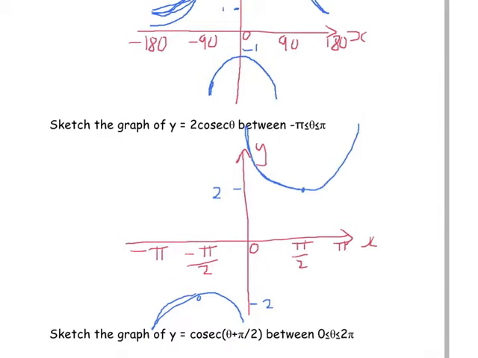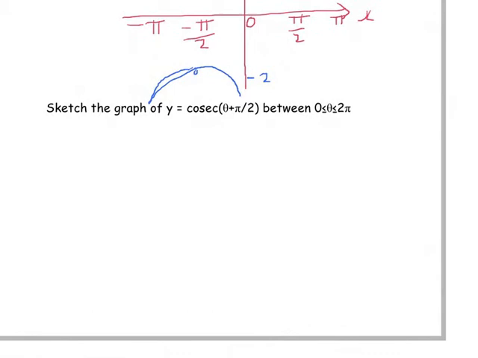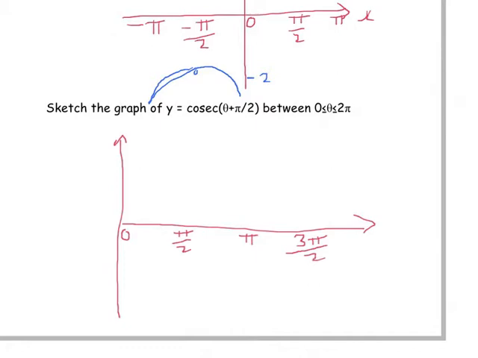Final one we need to do is we want to sketch the graph of y equals cosec in brackets theta plus pi over 2 between 0 and 2 pi. So yet again, first thing we want to do is set out our axes between 0, pi over 2, pi, 3 pi over 2 and 2 pi. And if we remember that this means that if it's plus pi over 2, our original cosec theta graph is going to be shifted by 90 degrees to the left.